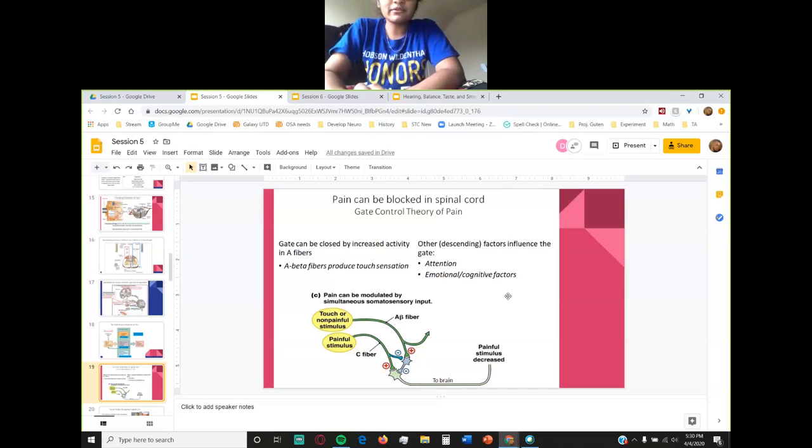Some other factors that influence this are your attention and the emotional cognitive factors that we were talking about before. Those will also inhibit or modify how much pain you ultimately perceive.